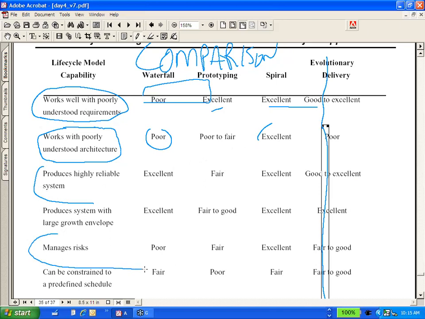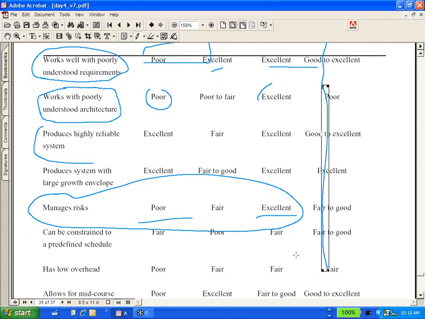Let's look at manage risks. Well, that's very obvious. Waterfall is a poor choice for managing risks. Spiral is an excellent choice. Can be constrained to a predefined schedule. Both waterfall, I guess waterfall should have said good or excellent.